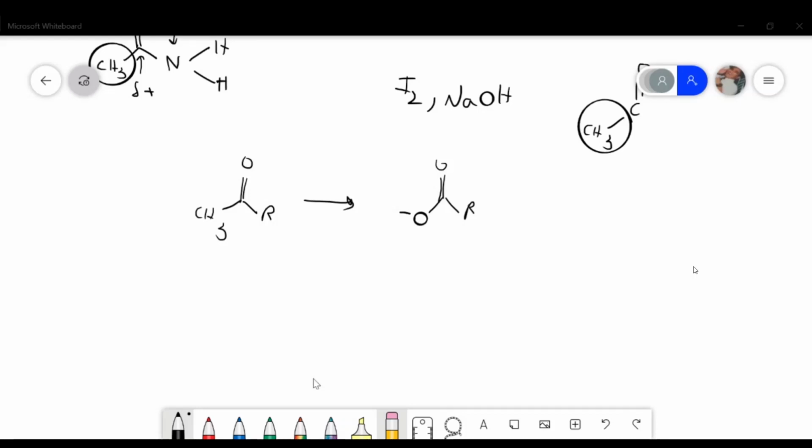Like what atom will it attack, and what will react with what? Look at the reagents, I2 and NaOH. What do you think is happening in order for an O minus to get there? Yeah, so let's just say hypothetically it attacks a delta positive carbon.